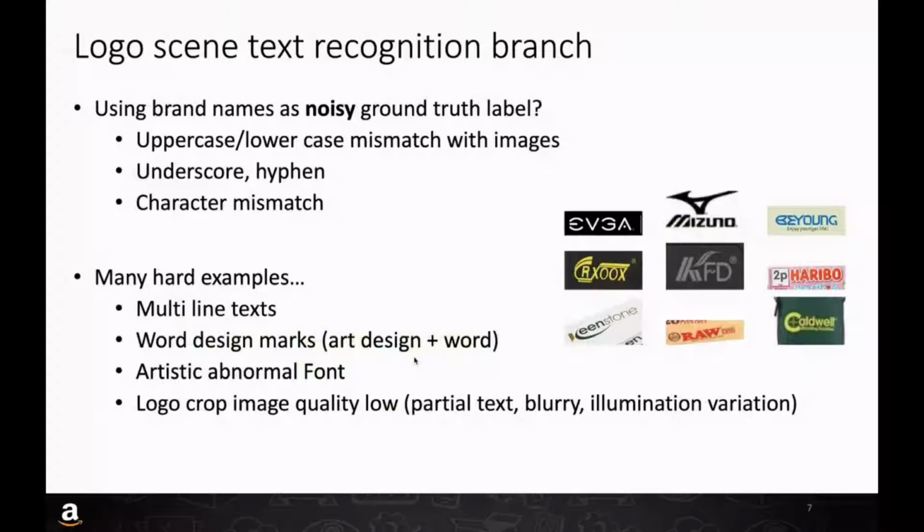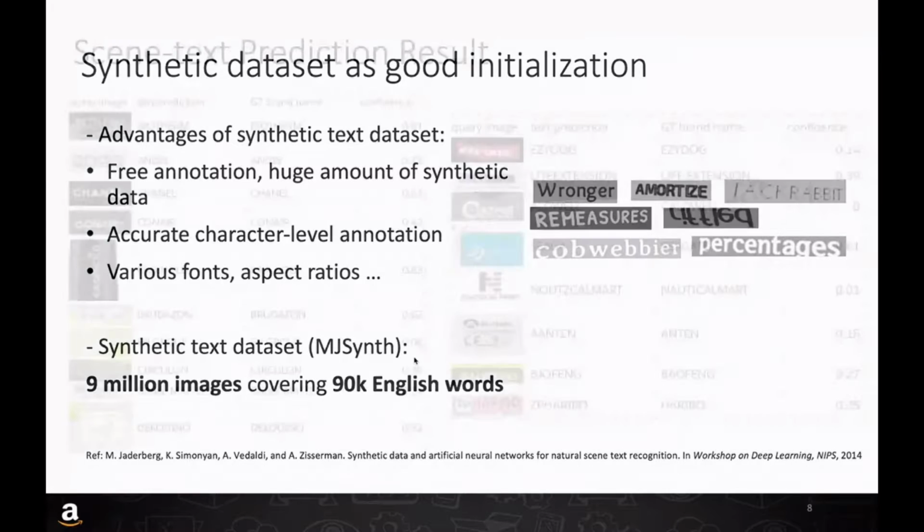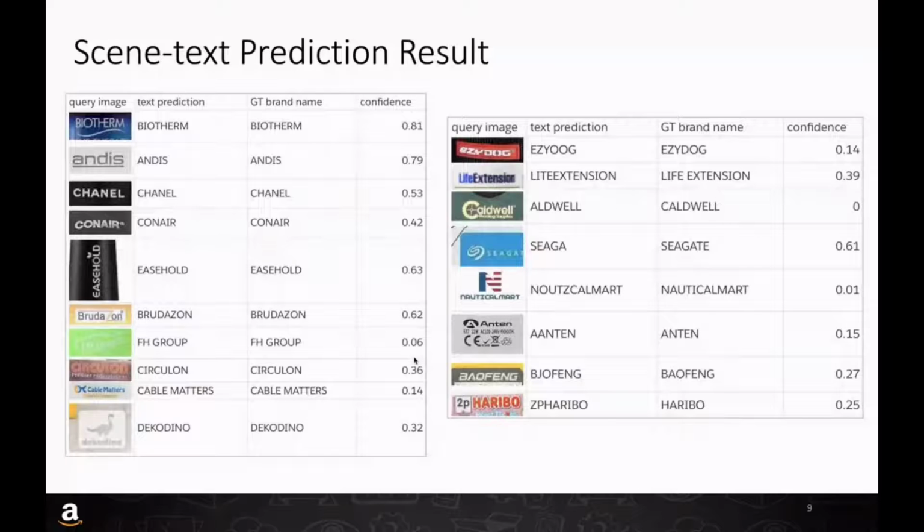Training the multitask model, though, is not a trivial task. In fact, it's very hard to directly train text recognition from scratch. There are no public datasets that have accurate character ground truth for logo images, and brand names are very noisy labels. Therefore, to ease training with noisy brand names, we first used the synthetic text dataset MJSynth, which contains 9 million images covering 90K English words, to pre-train the text branch. And further, we will fine-tune the pre-trained text branch using brand names as weak labels. Here are some text prediction results.